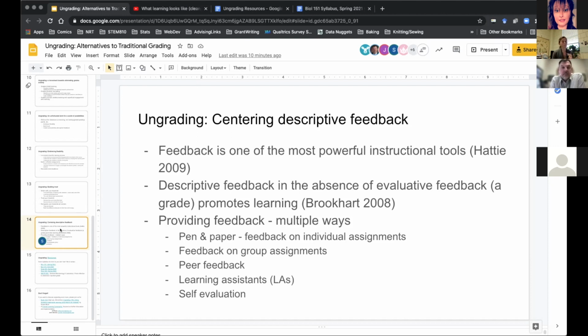So I can maybe do group assignments, so they turn in only 45 assignments that I have to review. That's a little bit more manageable. We can use peer feedback, so the students talking to each other. We can use our learning assistants to also provide feedback. And we can teach students to use self-evaluation as well.